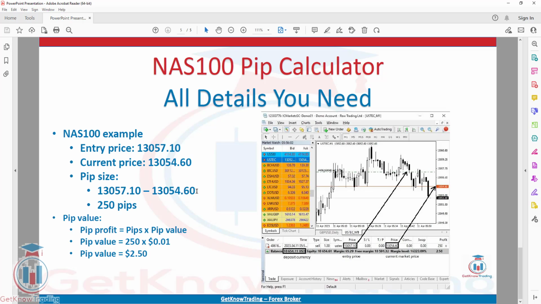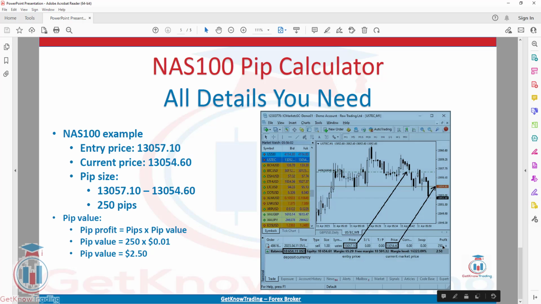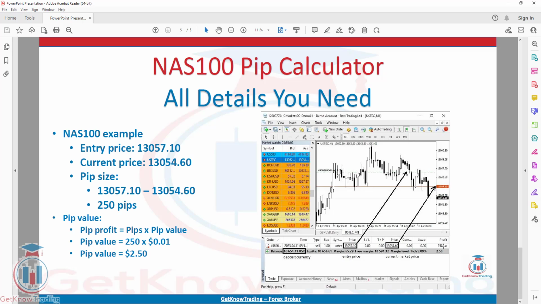So when you calculate the pip value of that, you use the number of pips multiplied with the pip value, which is $0.01. You get a change of $2.50, which you can see also here on the image in the last column where the profit is. So you have 250 pips, which is equal to $2.50 US, which is deposit currency. Okay? So this is small introduction.